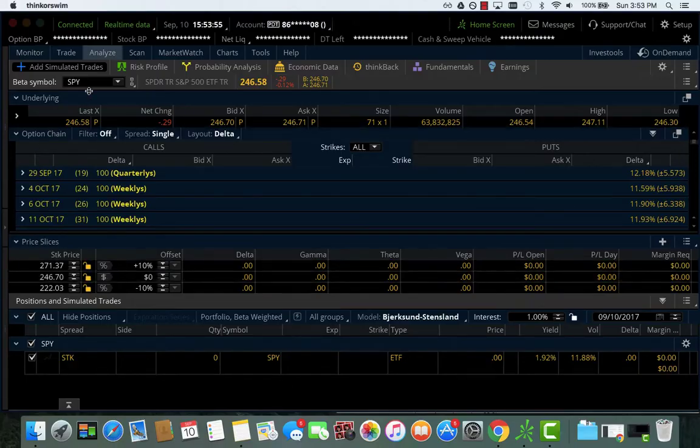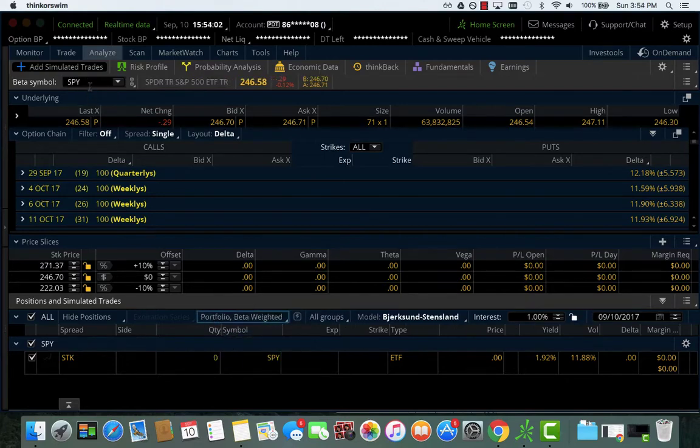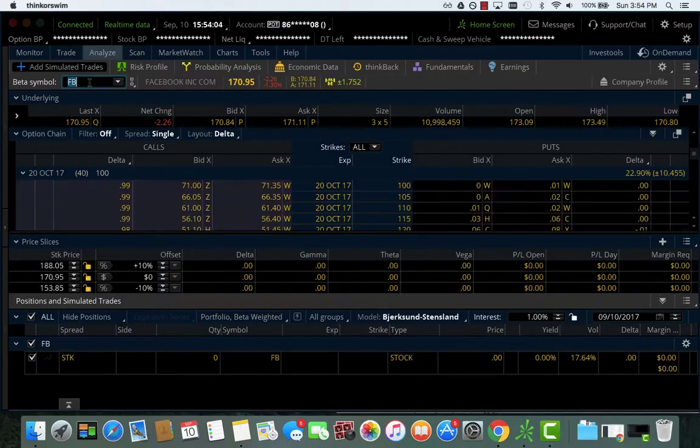So I'm in the Analyze tab in my Thinkorswim platform. Usually it starts at single position, but I'm going to put it on beta weighting right now. And let's say I want to have a totally neutral position, so close to 0 deltas. Up or down 5 or 10 deltas in SPY is pretty close to neutral.